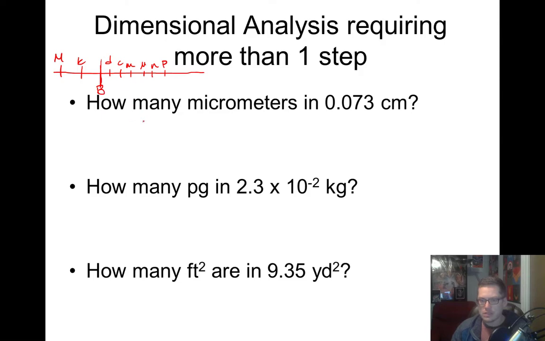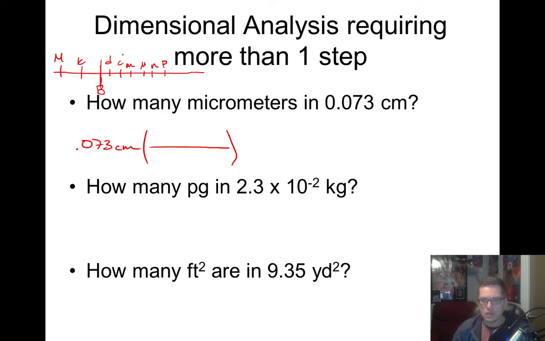It says how many micrometers are in 0.073 centimeters. Anytime you're converting between two things that are not the base, this is going to be a two-step operation. Two steps means we're going to have two sets of parentheses. We're going to start with centimeters, 0.073 centimeters.